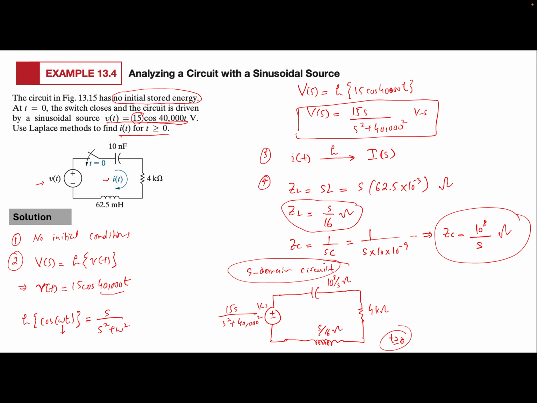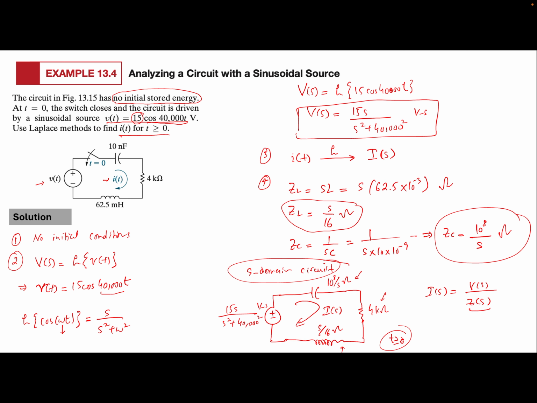Nice. What I need to do now is essentially solve this for capital I of S, and then I have to find the inverse transform as well. And just by the looks of the circuit, it's simple, right? It's Ohm's law in the S domain, where I equals V of S divided by Z of S, where Z of S is a combination of this, this, and this.